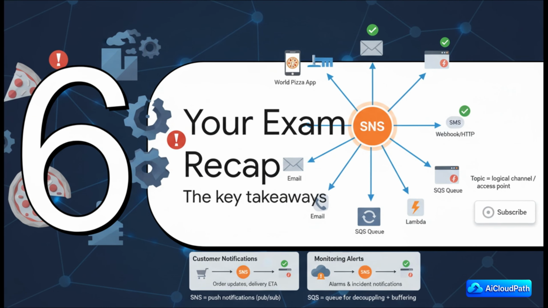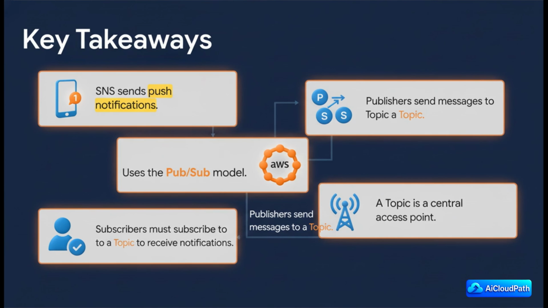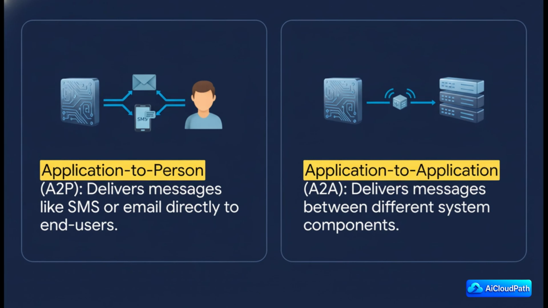Wow, okay, we've covered a lot, from tasty pizzas to system failures. Now let's boil it all down into the key facts you absolutely want to remember, especially if you're studying for a certification. All right, let's run through the essentials. First, SNS is all about push notifications, like SMS and email. Second, it's built on that pub-sub model. Third, publishers send their messages to a topic. And of course, subscribers have to subscribe to that topic to get anything. And finally, remember that the topic is just that central access point.